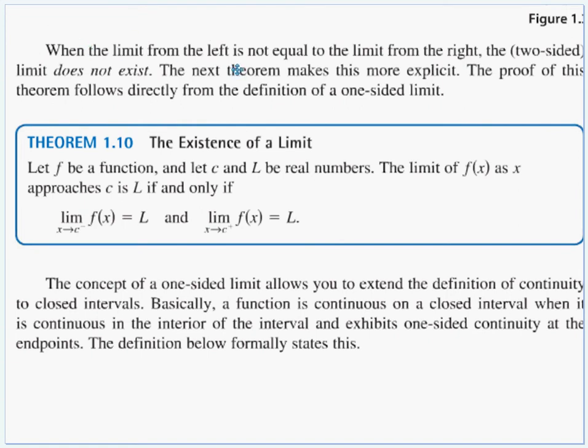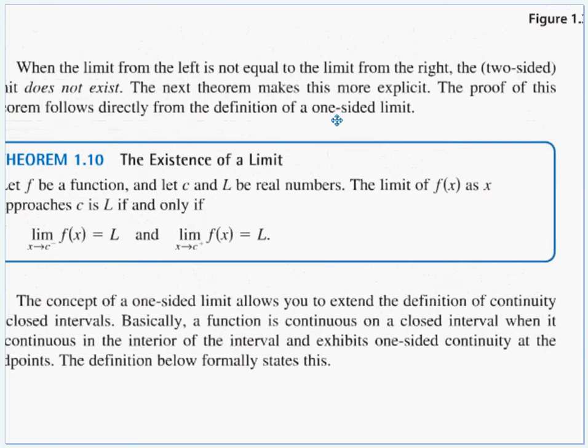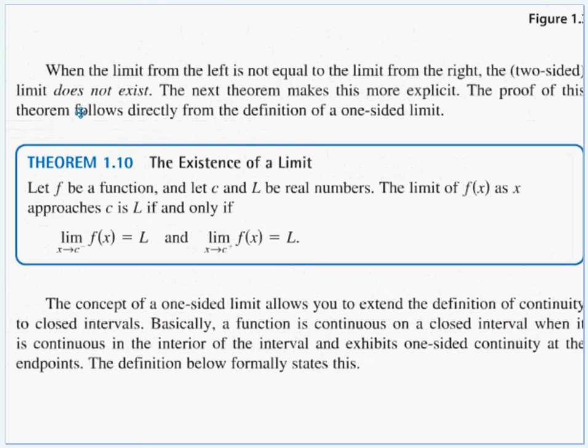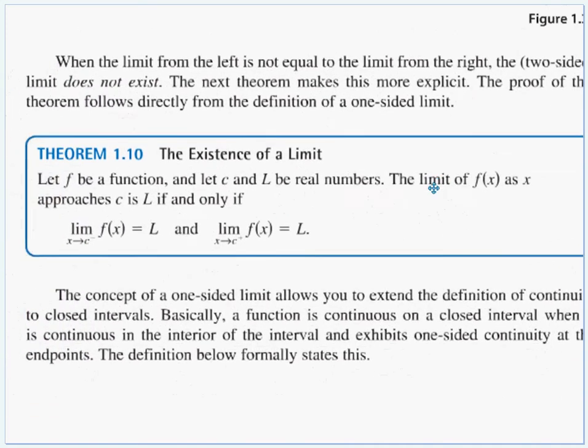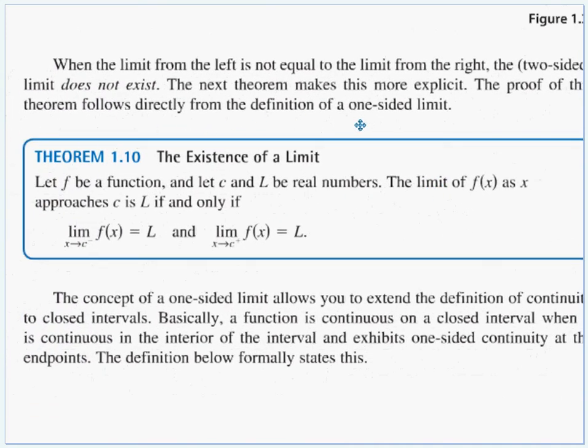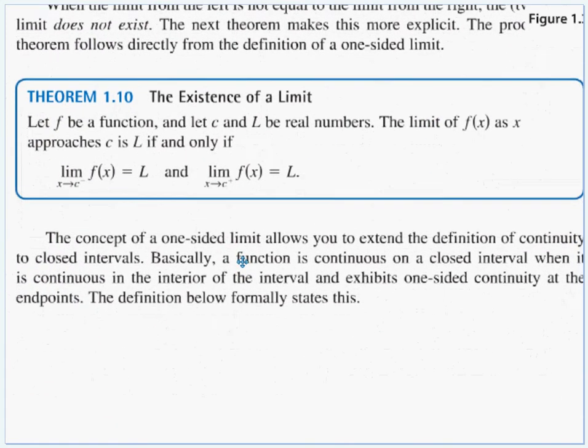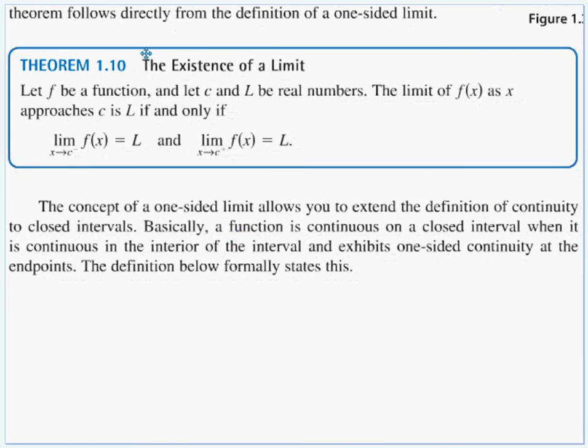When the limit from the left is not equal to the limit from the right, the two-sided limit is a DNE, does not exist. The next theorem makes this more explicit. The proof of the theorem follows directly from the definition of a one-sided limit. So when does a limit exist? Let f be a function. Let c and capital L be real numbers. C is a number we're approaching on the x-axis. Capital L is a limit on the y-axis.